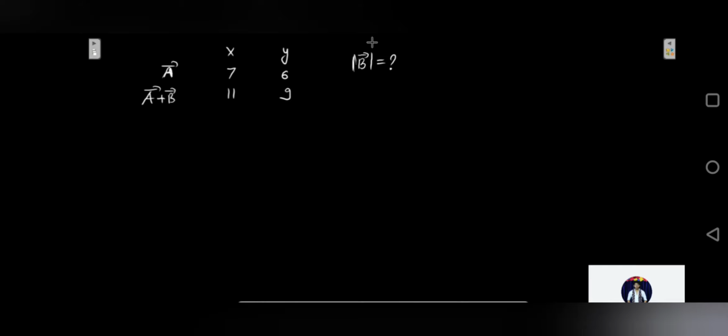I'll repeat the question. The magnitude of x and y component of A are 7 and 6 respectively. Also, the magnitudes of x and y components of A plus B are 11 and 9 respectively. Calculate the magnitude of vector B. Now, how do we write vector A? Vector A in its component form is written as ax i cap plus ay j cap, and the components are given to us, 7 and 6.